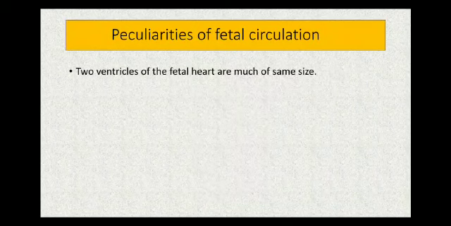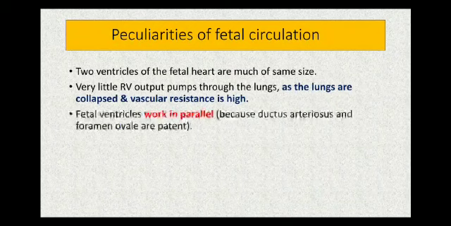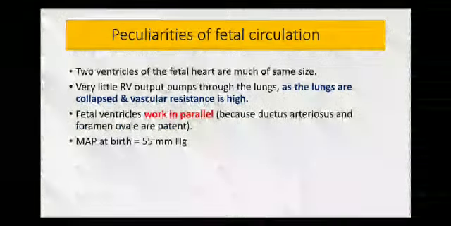Peculiarities of the fetal circulation. The two ventricles of the fetal heart are much of the same size, both the right and the left. Very little right ventricular output pumps through the lung, as the lungs are collapsed and the vascular resistance is very high. Most of the blood is going to the placenta. The fetal ventricles, we said, are working in parallel because the ductus arteriosus and foramen ovale are patent.